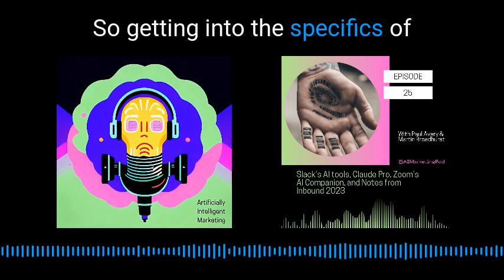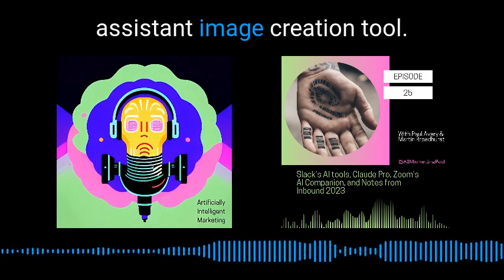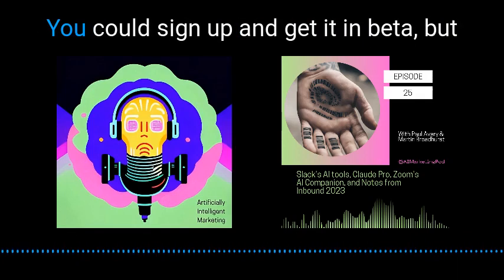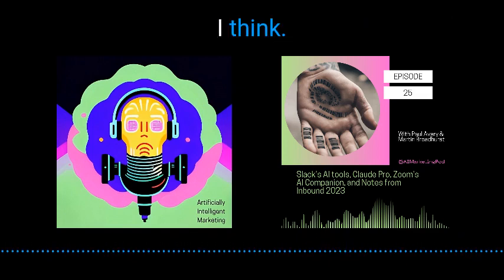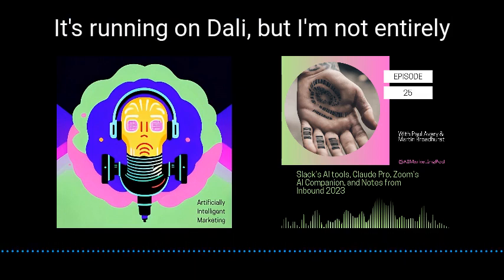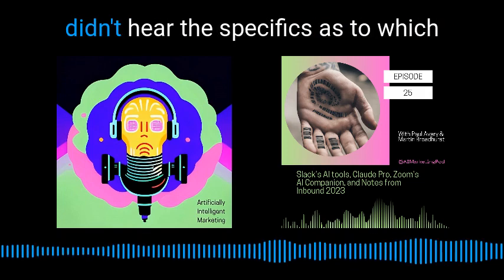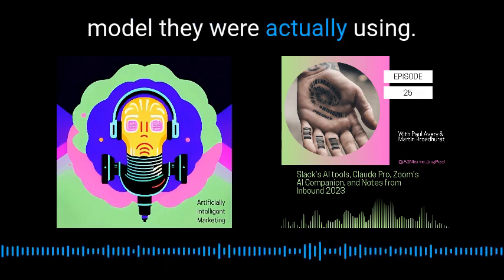So getting into the specifics of it, they've announced a content assistant image creation tool. So the content assistant already existed. You could sign up and get it in beta, but now they've added image creation to this. I think it's running on DALL-E, but I'm not entirely sure, or at least I didn't hear the specifics as to which model they were actually using.